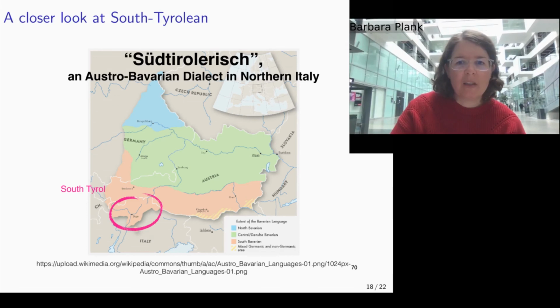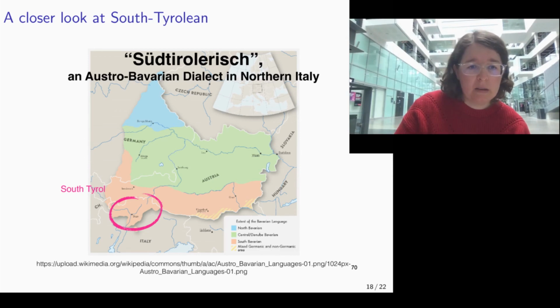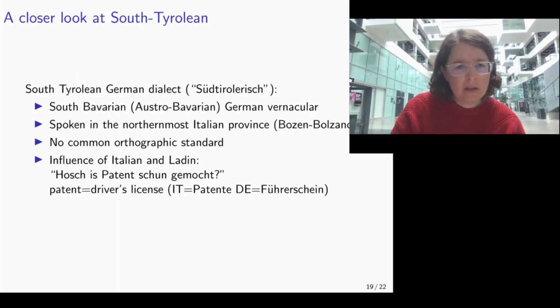So now we're taking a closer look at the very low resource dialect, which is South Tyrolean. South Tyrolean is an Austro-Bavarian dialect spoken in northern Italy, in this little corner shown on the map, which borders Austria. A few more details on South Tyrolean. It is also called Südtirolerisch. It's a German vernacular dialect.